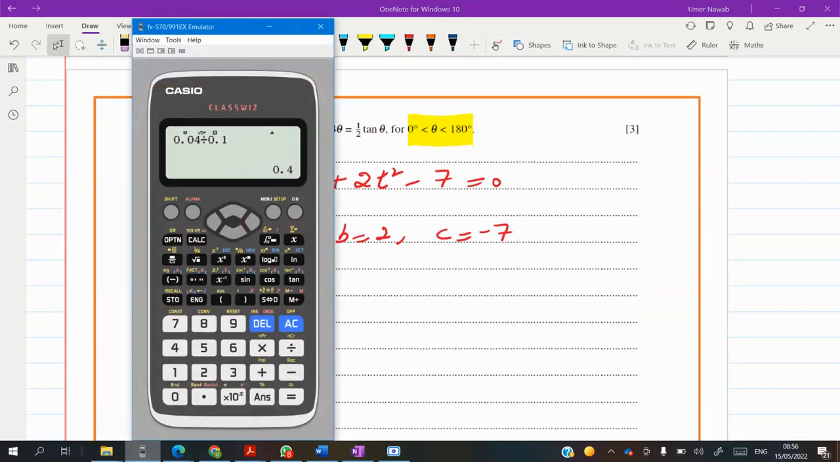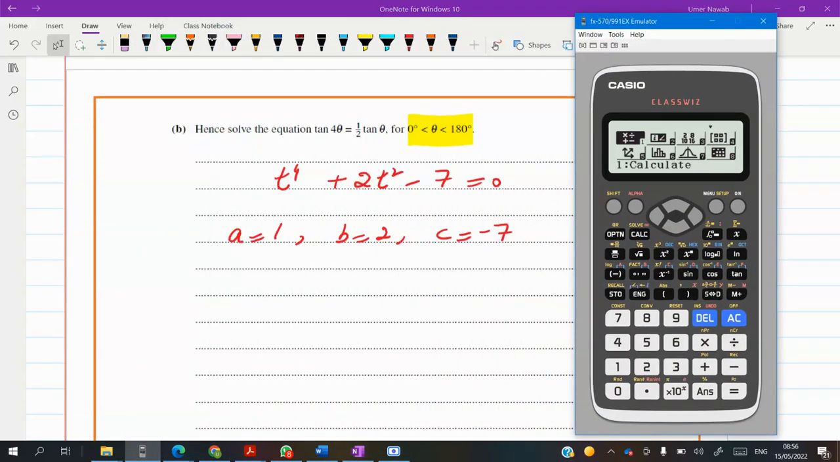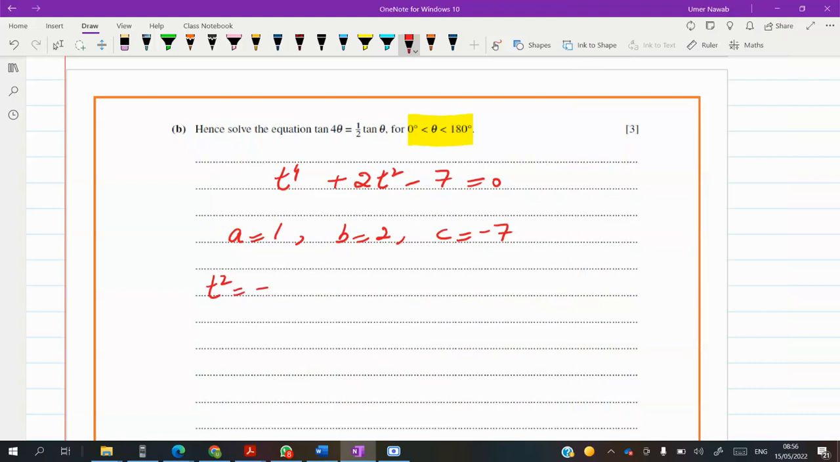We may use a calculator. Menu, go to the equation mode, polynomial, degree 2, enter 1, enter 2, and enter negative 7. It gives you the first answer, minus 1 plus 2 square root of 2. So your t squared is equal to minus 1 plus 2 square root of 2. The second answer obviously will be minus 1 minus 2 square root of 2. My friend, your angle is from 0 to 180, first quadrant and the second quadrant.